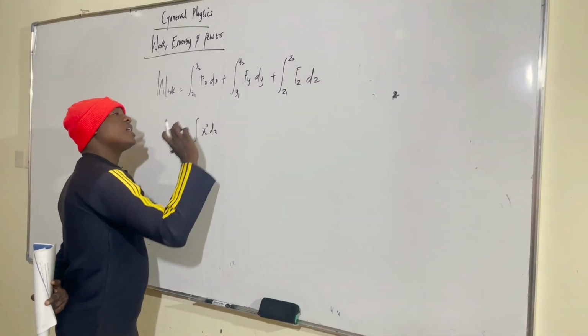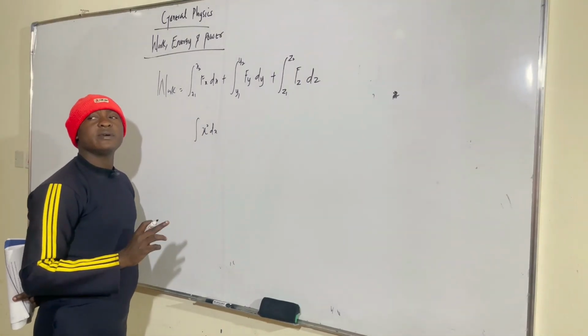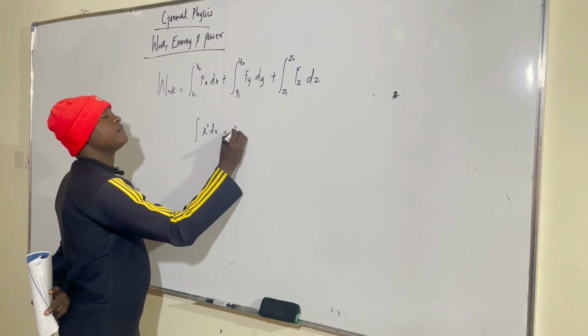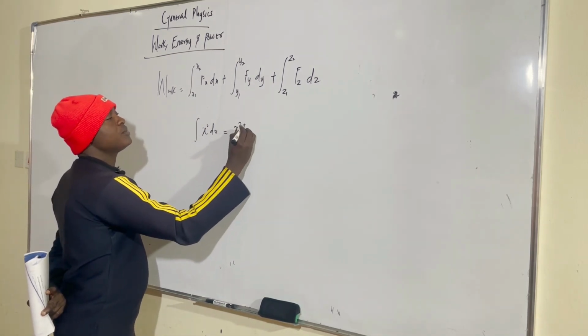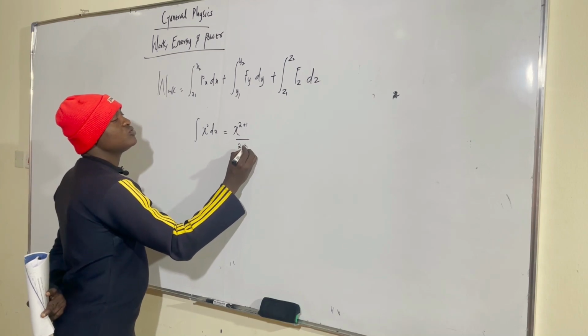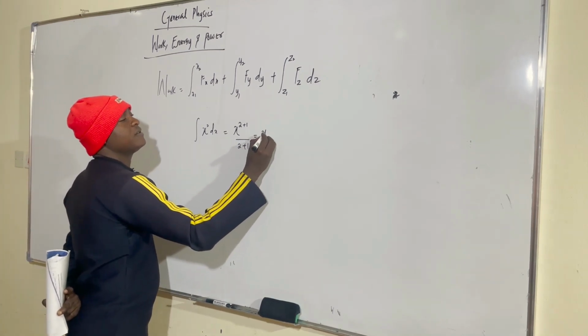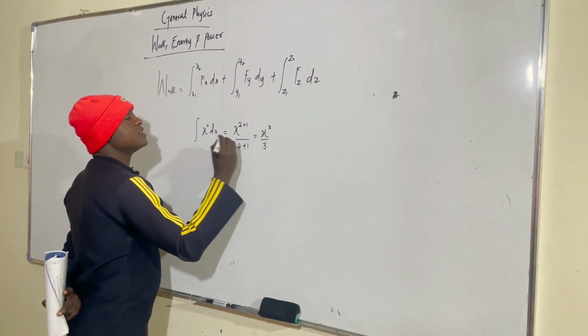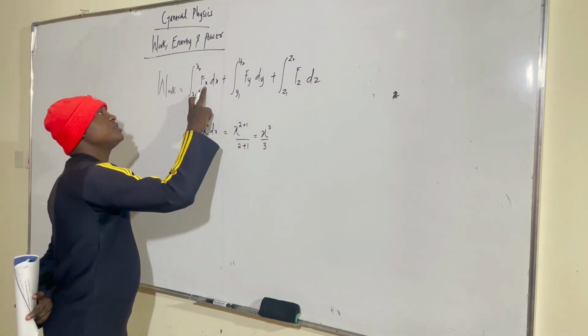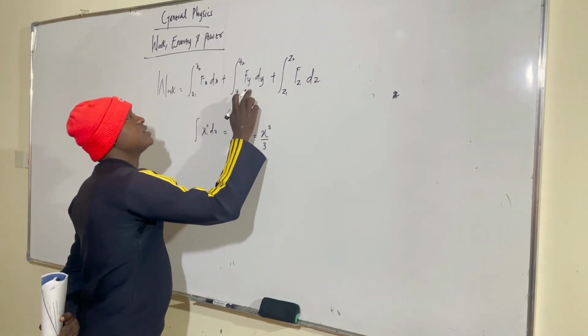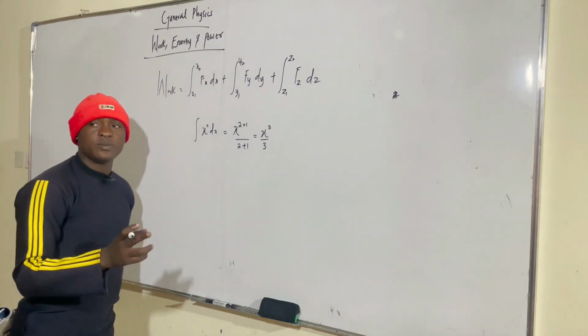This one is adding 1 to the power and dividing by the power itself, meaning here we have x. You can see the power we have here is 2. That's going to be x to the power 2 plus 1 over 2 plus 1. So here we have x cubed over 3. So here we are integrating with respect to x. So in that work done, we'll be asked to integrate with respect to x or with respect to y or with respect to z. It depends on the problem.